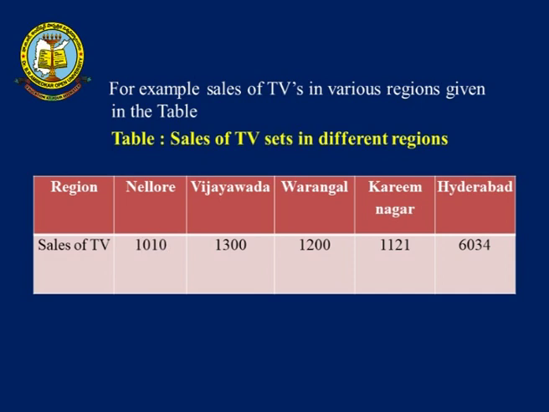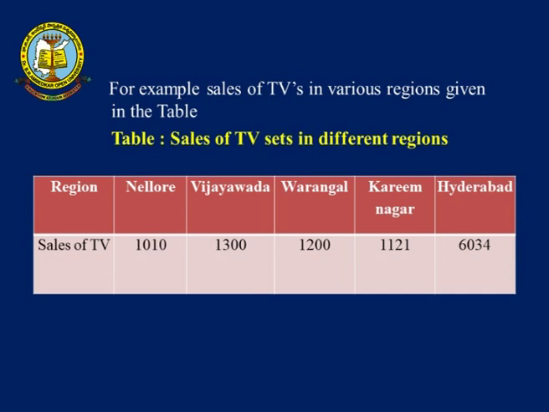This is one of the examples: the population density in different cities. What is the population density right now in Hyderabad, population density in Warangal, population density throughout different cities. This is because we are using the geographical regions. Population density in India, population density in Russia, population density in America, these types of classifications come under geographical regions. This type of classification is known as spatial classification. Now, for example, sales of TVs in various regions given in the table.